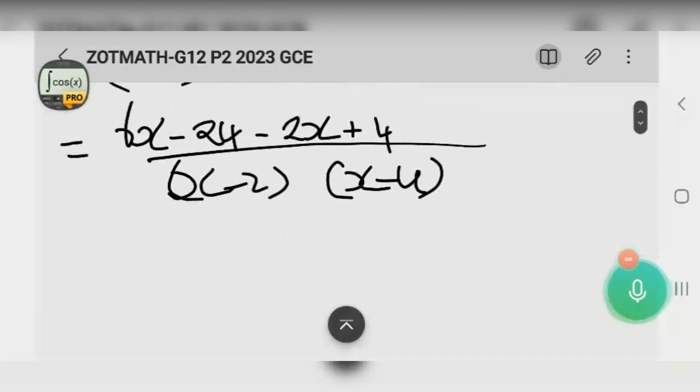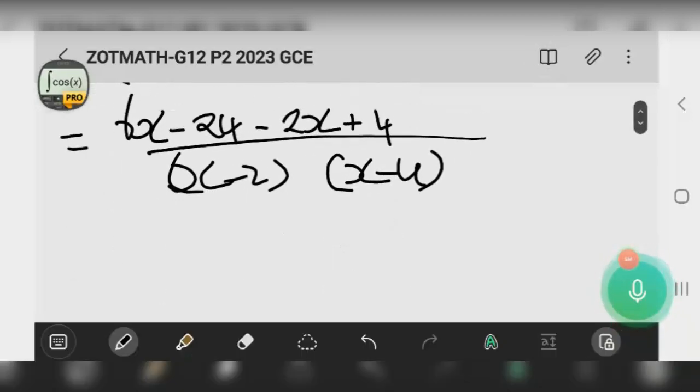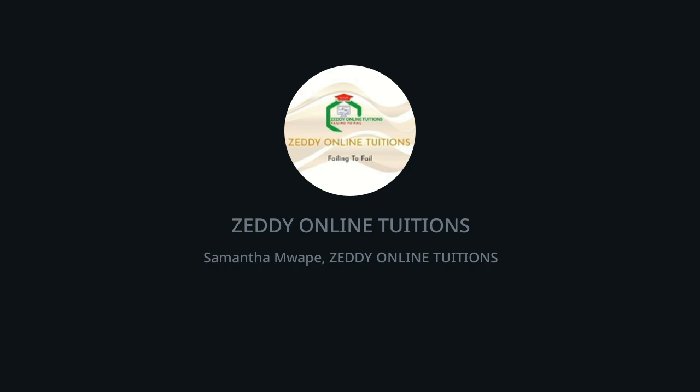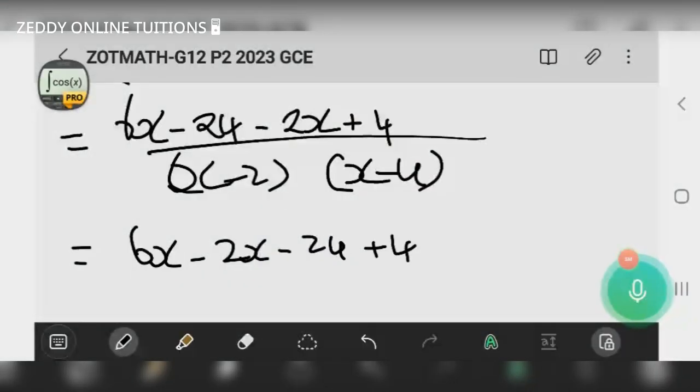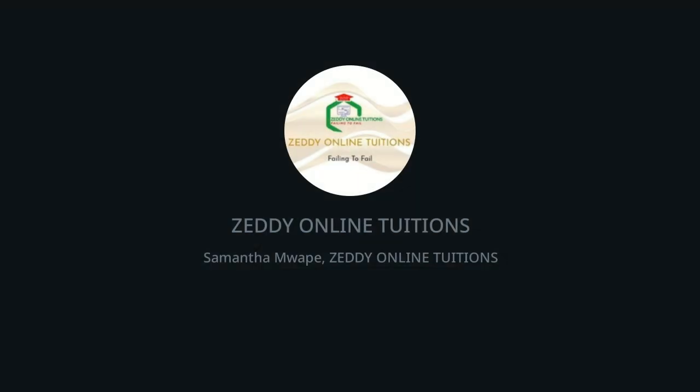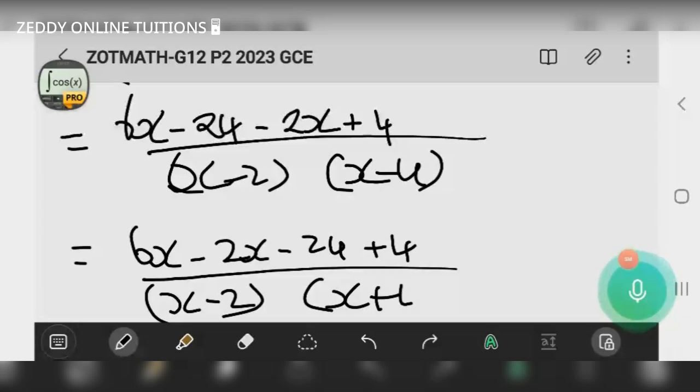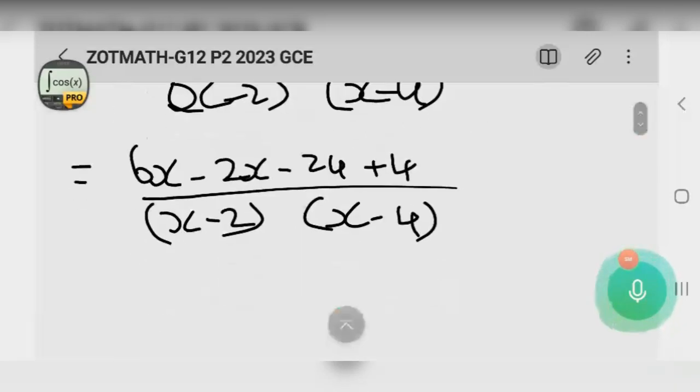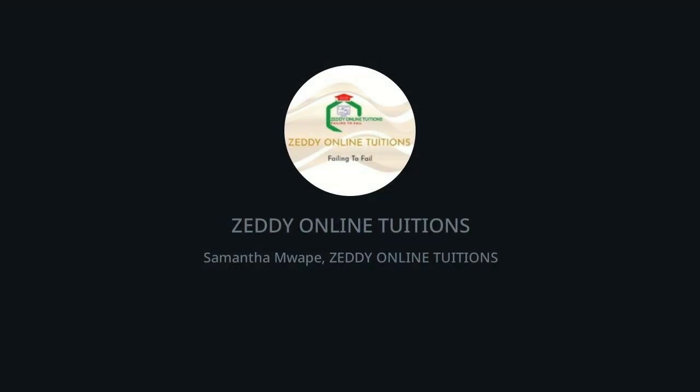and then we'll move on to the next step. So we group the like terms there. If you want, you can skip showing that step, but it's important, so let's show it. Let's group the like terms: 6x minus 2x, minus 24 plus 4, then over x minus 2, x plus x minus 4.